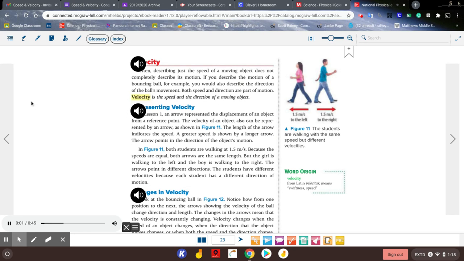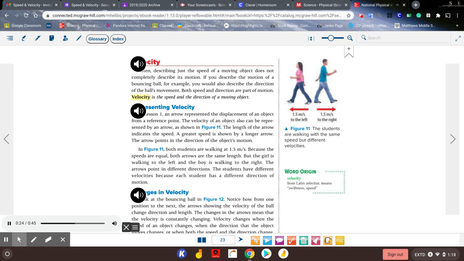Representing velocity. In Lesson 1, an arrow represented the displacement of an object from a reference point. The velocity of an object also can be represented by an arrow, as shown in Figure 11. The length of the arrow indicates the speed. A greater speed is shown by a longer arrow. The arrow points in the direction of the object's motion.